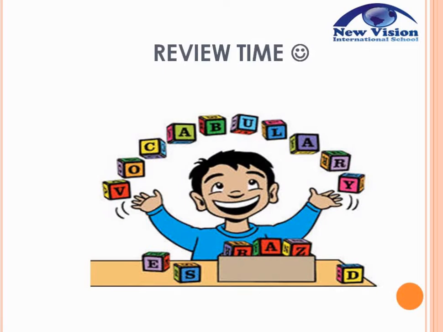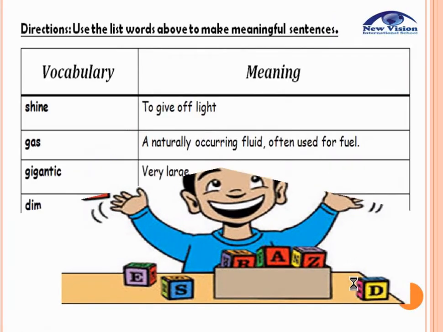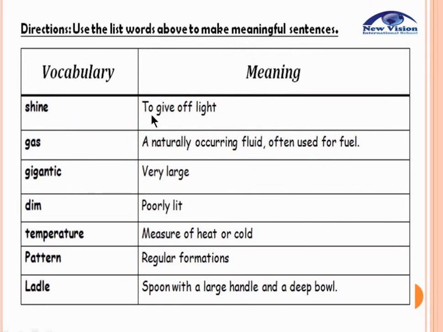Review time. Let's have a short review about the vocabulary words. The first one is shine, to give off light. Gas, often used for fuel. Gigantic, it means huge or very large. When we say dim, poorly lit. Temperature, the measure of heat or cold. Patterns, it means they have the same designs. Ladle, it is a spoon with a large handle.